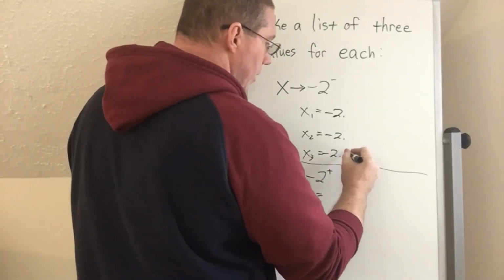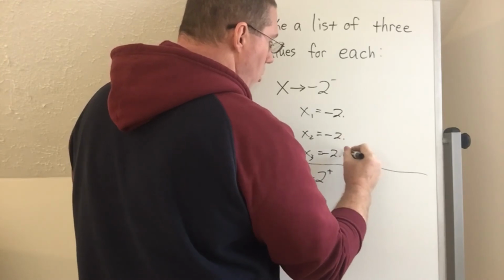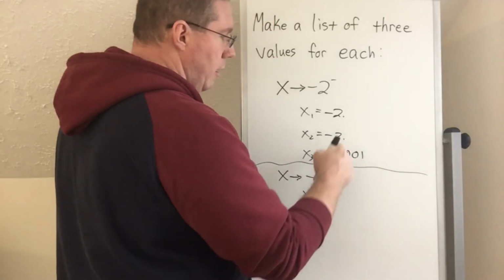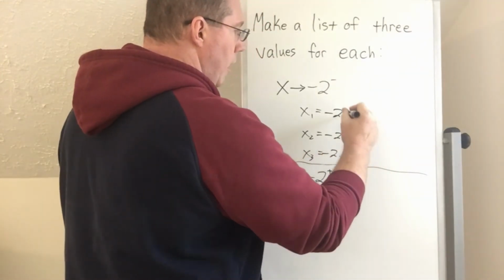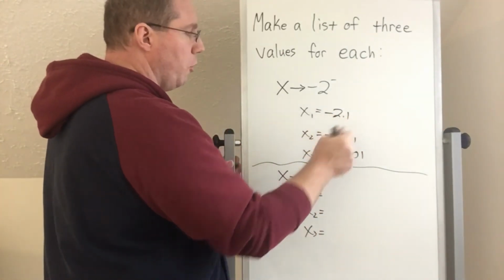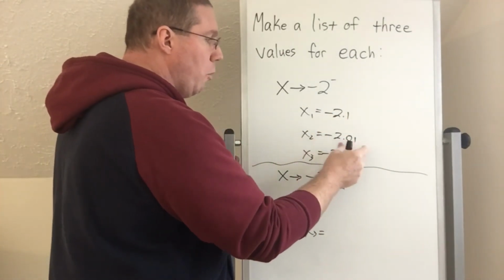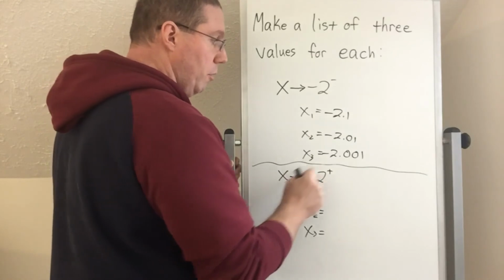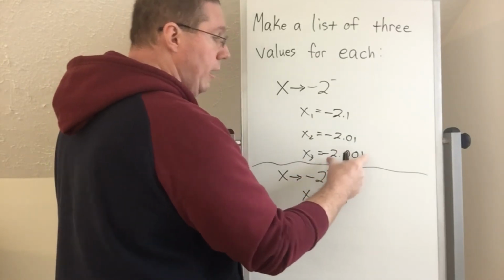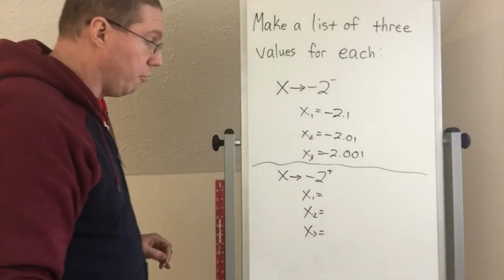So this one is going to be, let's say, 0.001. Then this one can be 0.1, and this one can be 1. So we got negative 2.1, then negative 2.01. That's a little closer to negative 2. Then negative 2.001, also a little bit closer to negative 2.